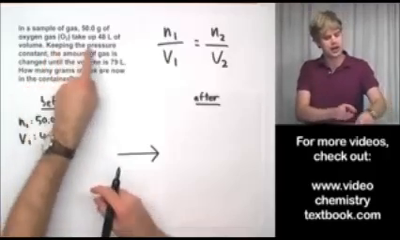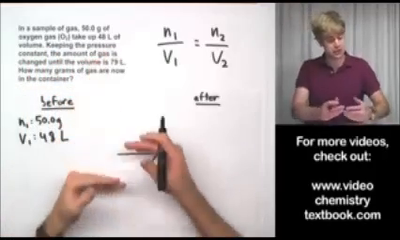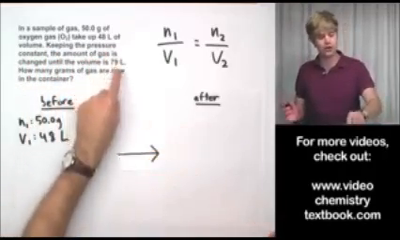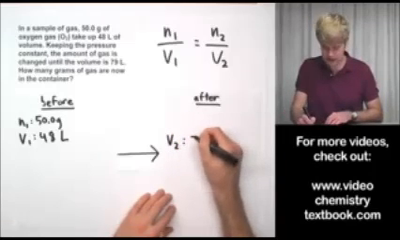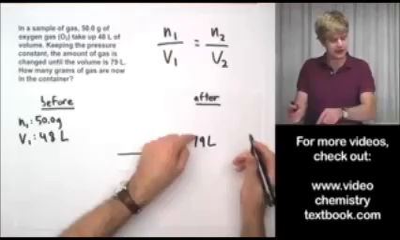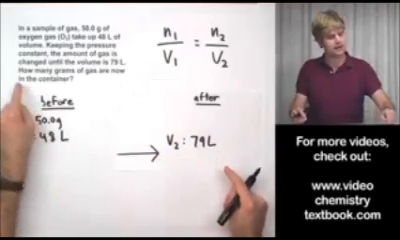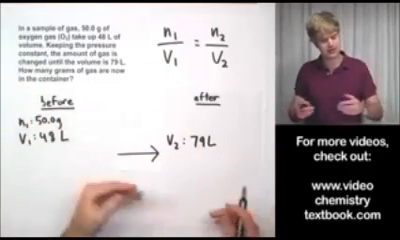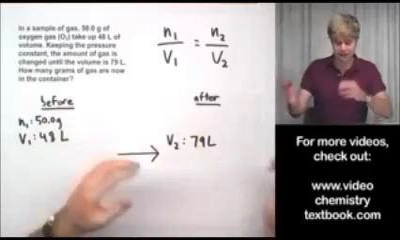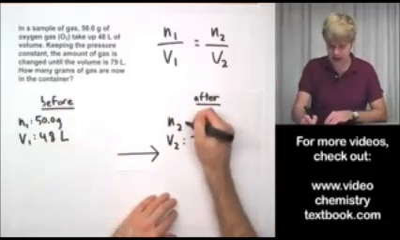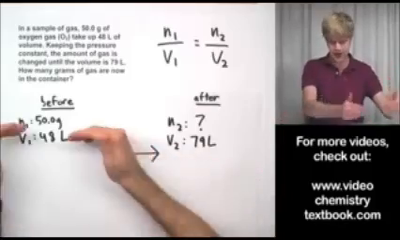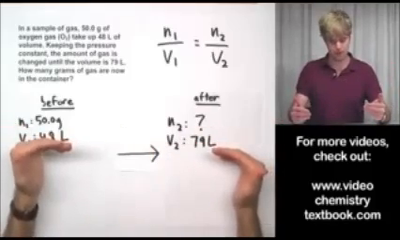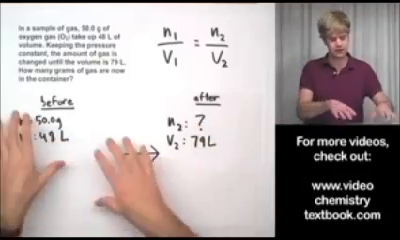Now here's the change. Keeping the pressure constant, the amount of gas is changed until the volume is 79 liters. So that means that my V2 is going to be 79 liters, the volume after the change. And the question is, how many grams of gas are now in the container after the change? So it's going to be N2 that I'm going to be solving for. So now I've got my variables straight. I know what I'm going to be solving for, and I know the other ones.